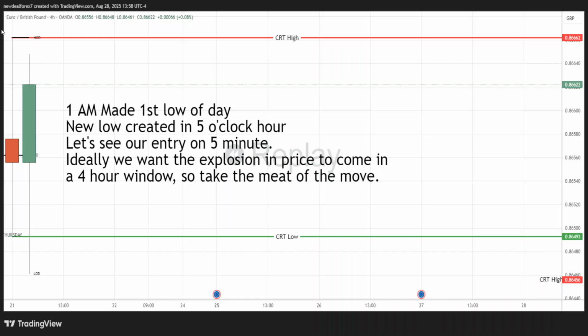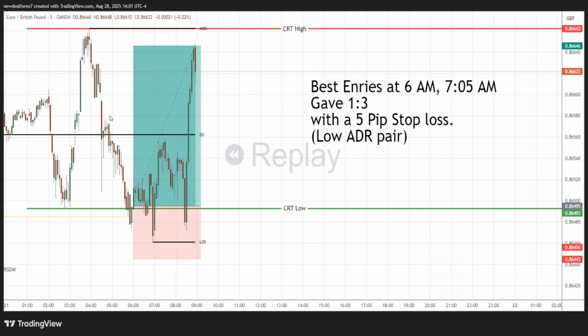So always remember to take the meat of the move. Even if it doesn't reach quite all the way to the top, don't feel like, oh, well, it has to get up there, otherwise no. Man, just take your profit. Okay, be happy with whatever you can get. And 1 to 3 is typically best.